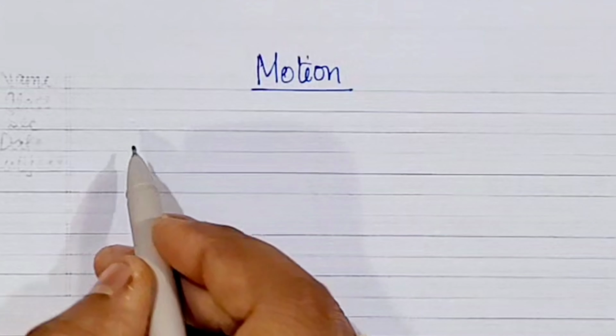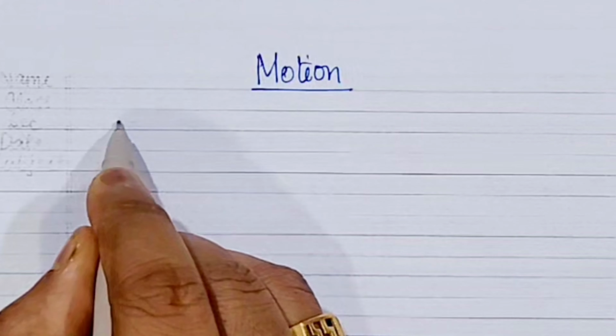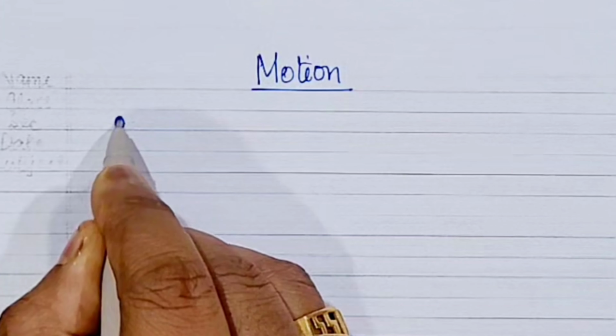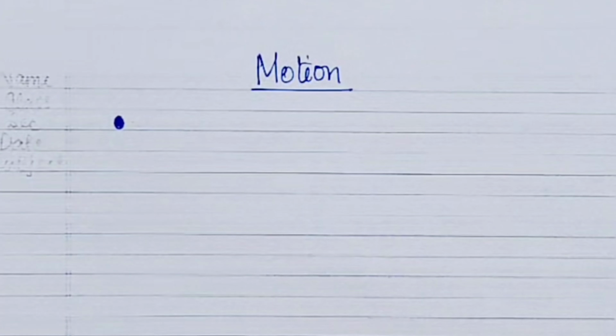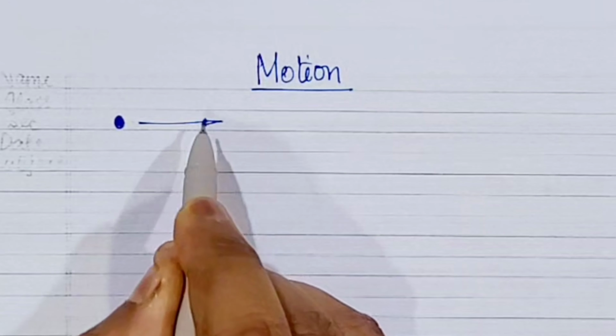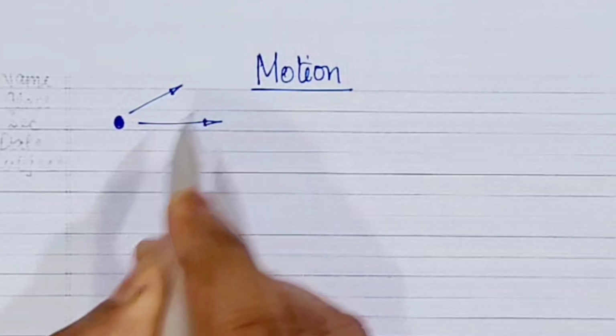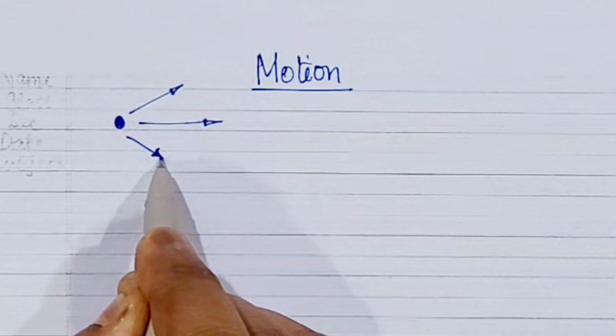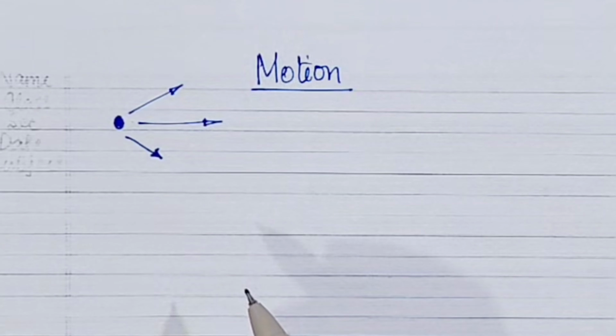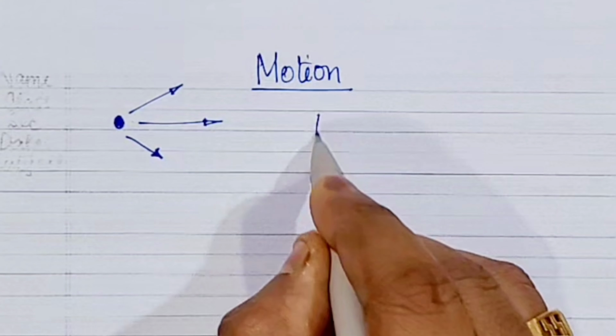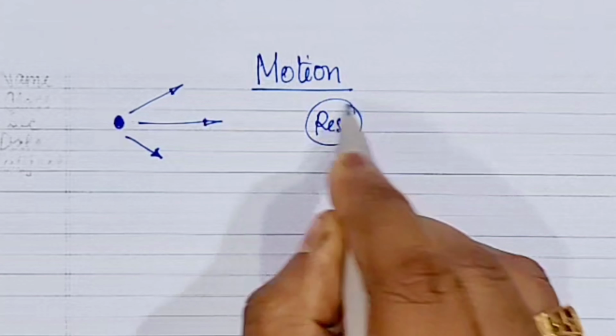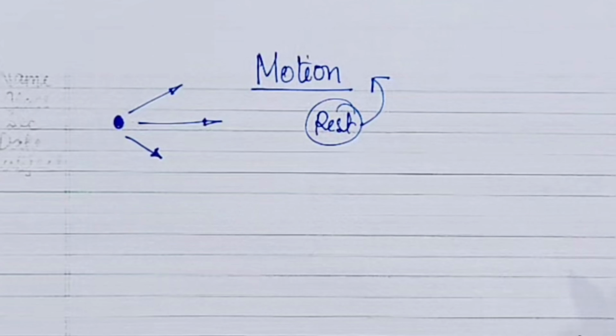Today we are going to talk about motion. So what is motion? When any object or a particle moves in any direction, that phenomenon is called motion. So a particle will either be at rest or it will be in motion, either of these two states.